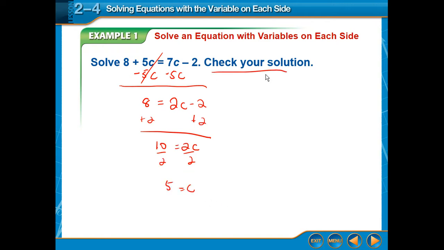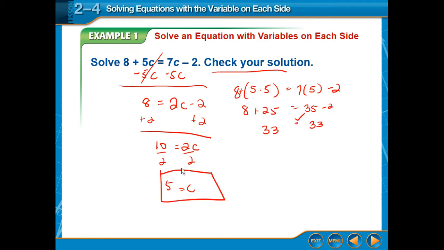And then we just want to check our solution. So going back to our original equation, 8 plus 5 times c, which is 5, equals 7 times c, which we said was 5, minus 2. We just want to make sure we get the same thing on both sides. So we get 8 plus 25 equals 35 minus 2. So this is 33, and this is also 33. So it does work. So our answer is c equals 5.